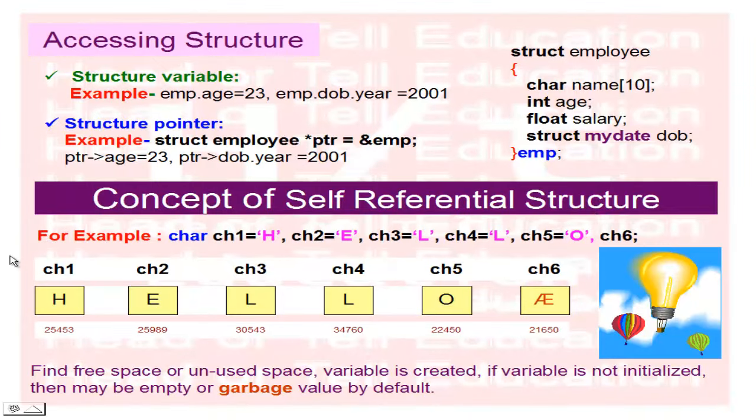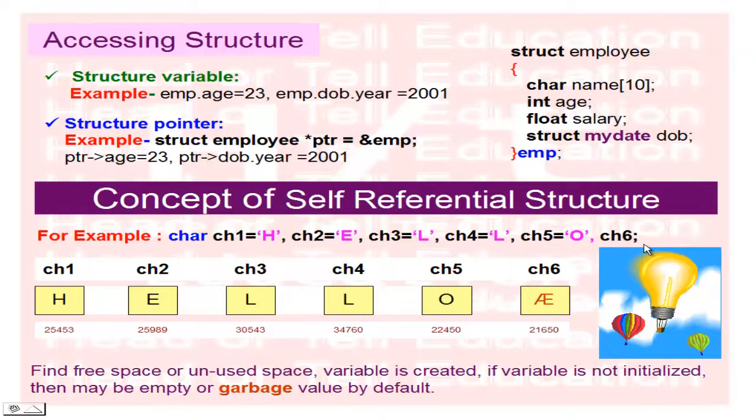So again we come to our variables. For example, here I have created 6 variables of character data type. ch1 equal to h, ch2 equal to e, ch3 equal to l, ch4 equal to l, ch5 equal to o, and ch6. I have not assigned ch6. Each variable is created in memory on a different location. Wherever the memory is free, the variable is created or allocated the assigned value.